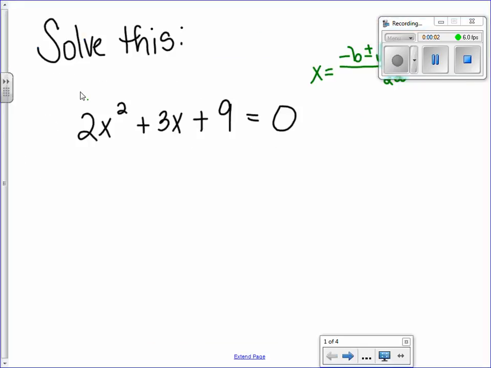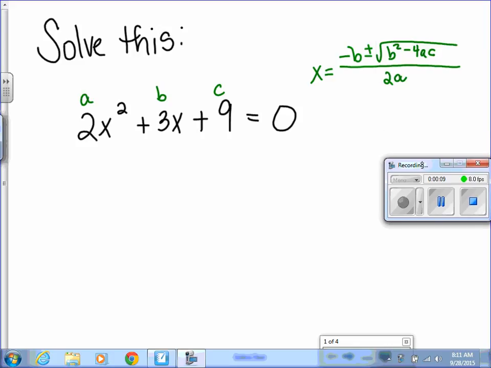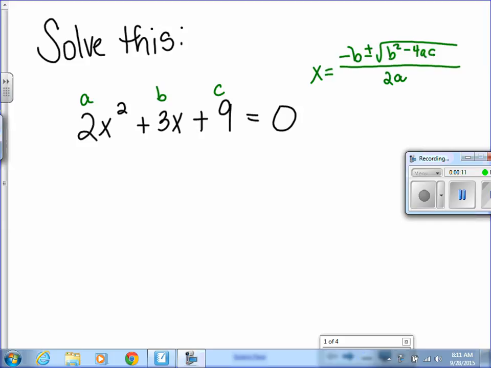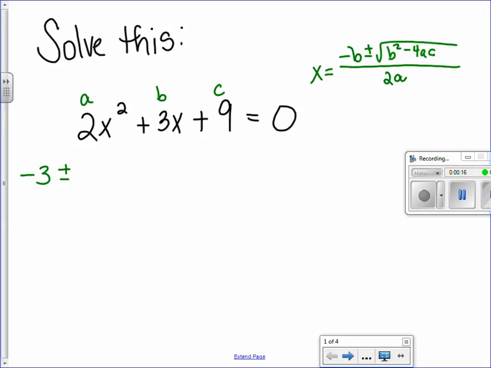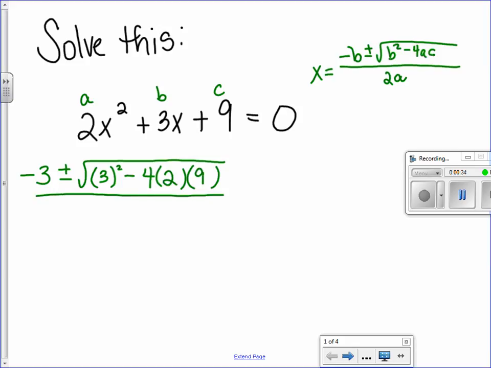Okay, so this is A, B, and C. So I'm going to have a negative B, that's a negative 3, plus or minus the square root of B squared minus 4 times A times C. What's A and what's C? 2 and 9, okay. All over 2 times A.